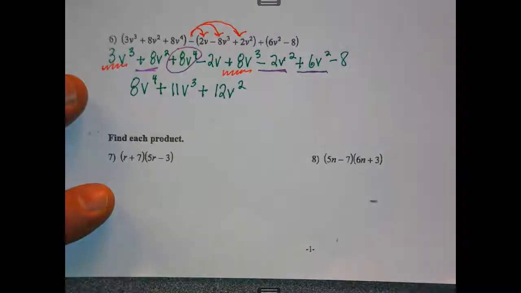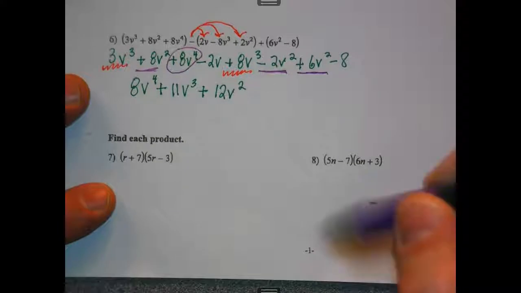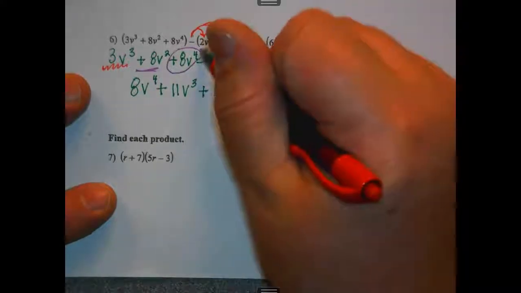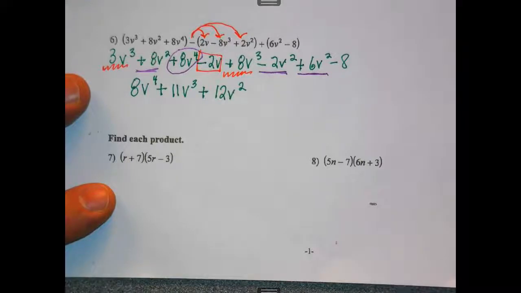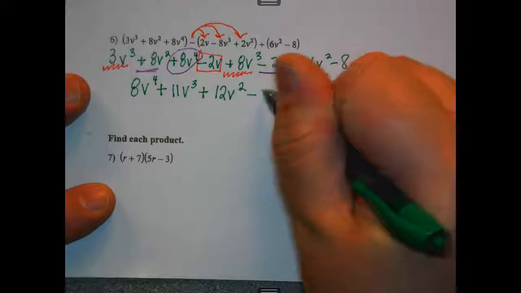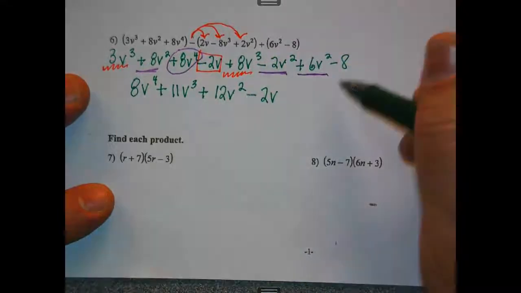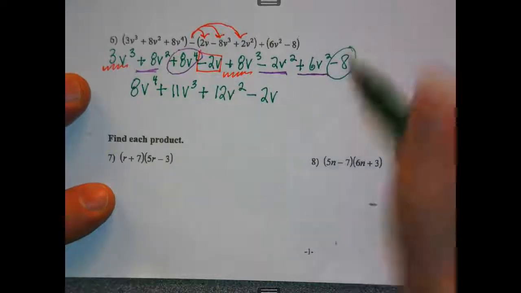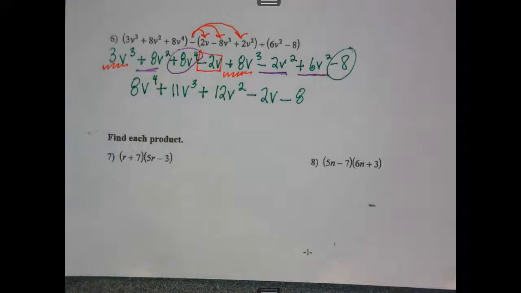And I only have one. Oh, here's a 2v, negative 2v. Any other v to the first? Nope. Minus 2v, and then the minus 8. Was that so hard?